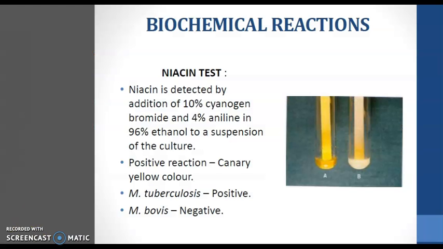Several biochemical tests have been described for the identification of mycobacterial species. The first one is the niacin test. Human tubercle bacilli form niacin when grown on an egg medium. When 10% cyanogen bromide and 4% aniline in 96% ethanol are added to a suspension of the culture, a canary yellow color indicates a positive reaction. The test is positive with the human type and negative with the bovine type of bacillus.